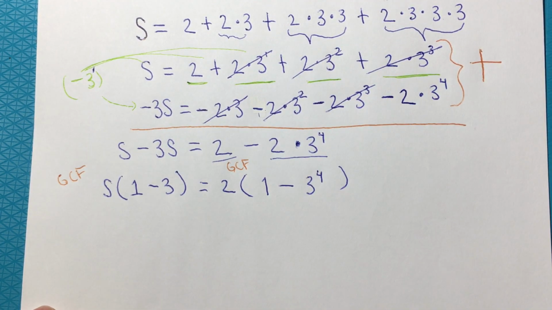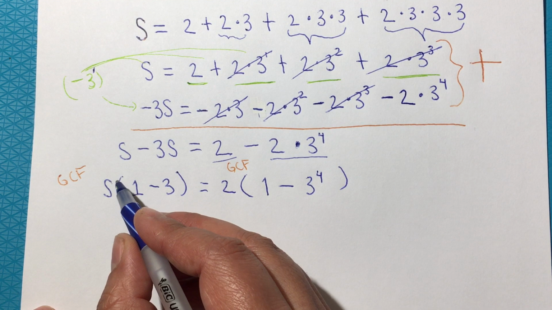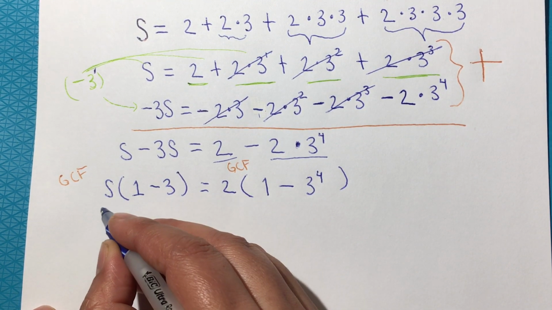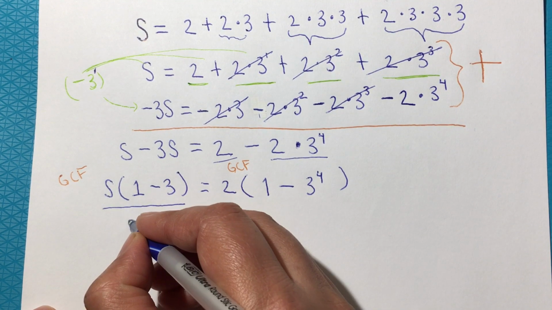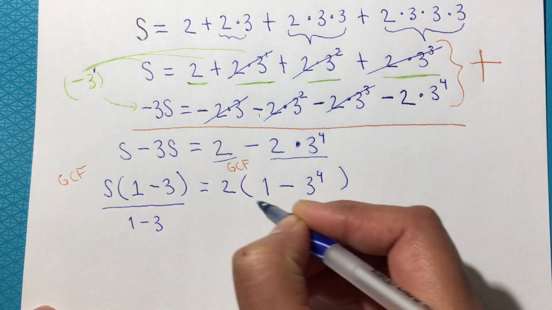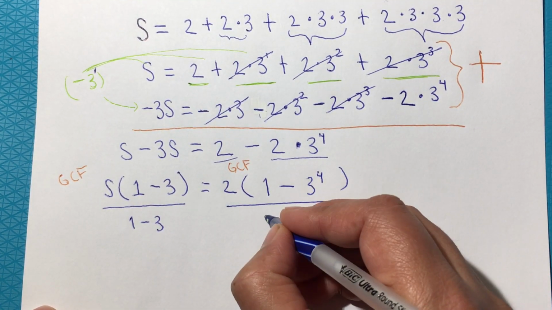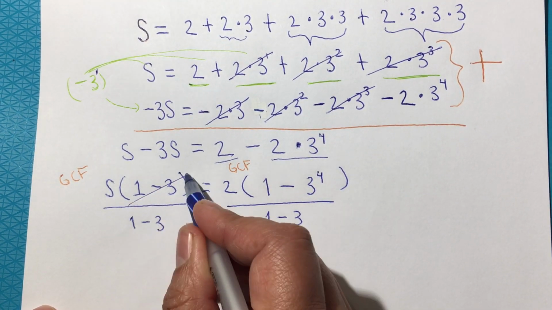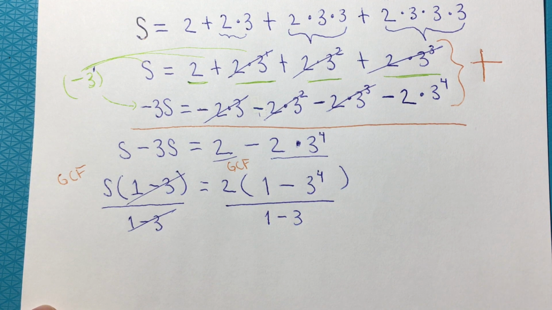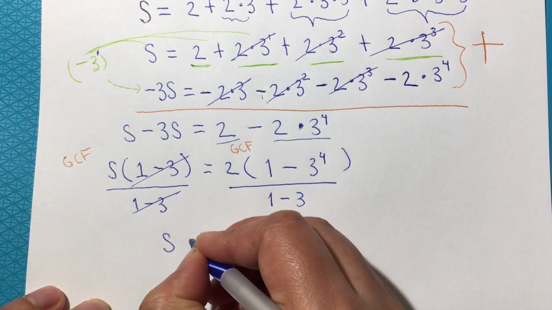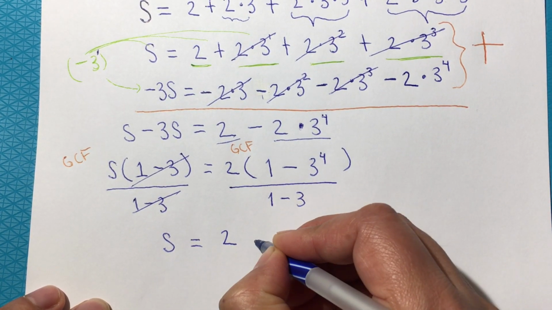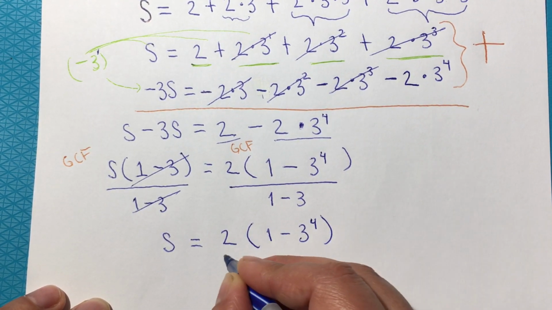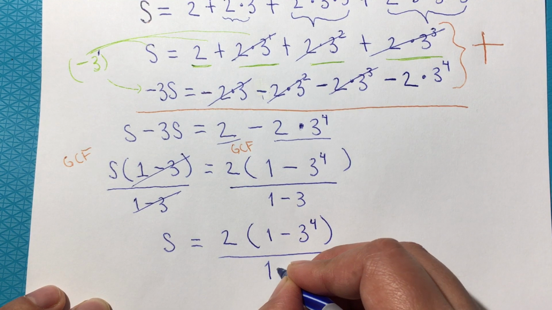Finally, what I'm going to do is that if I'm multiplying s times this factor, I'm going to divide by this factor, which is 1 minus 3 on both sides. This cancels, and you're left with s equals 2 times 1 minus 3 to the fourth power all over 1 minus 3.